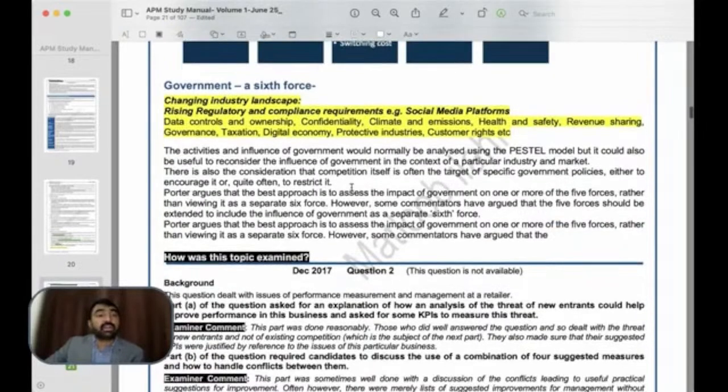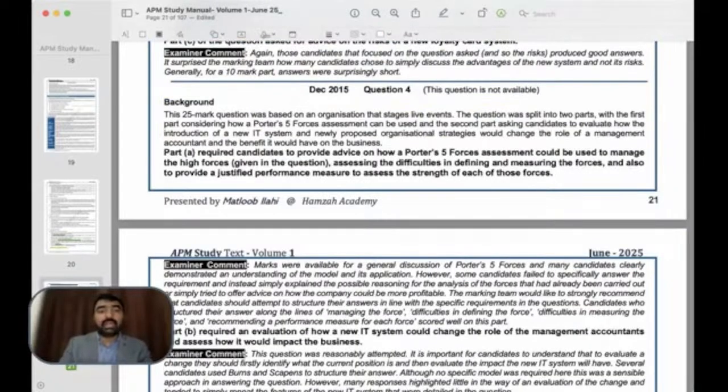By the way, there is a government role as well, which is considered as sixth force. For example, like rising regulatory and compliance requirements, for example, social media platforms. So governments are monitoring these social media platforms more closely because of a lot of reasons. You might have heard about the misinformation, disinformation, propaganda, and all these issues, disinformation threats. And that's why governments are now closely monitoring social media platforms.